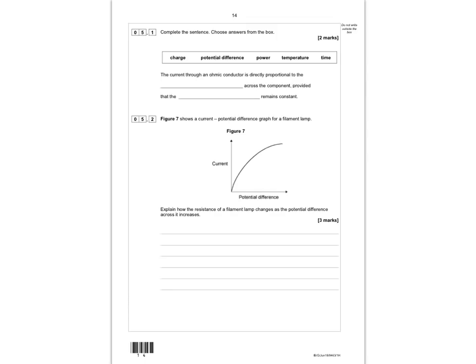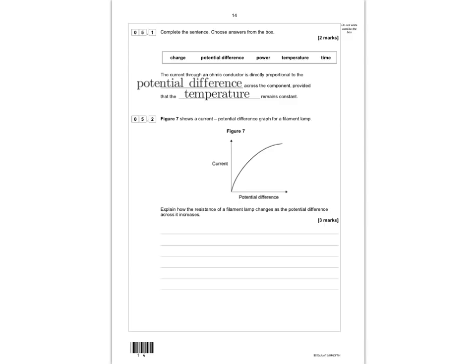Now we're on question 5, and question 5.1 asks you to complete the sentences choosing answers from the box. It's worth 2 marks. The current through an ohmic conductor is directly proportional to something, so that's going to be the potential difference across the component, provided that the something remains constant, and that will be temperature. So the 2 answers that you need there are potential difference and temperature. So 1 mark for potential difference and 1 mark for temperature.